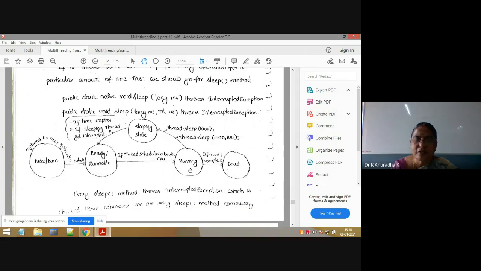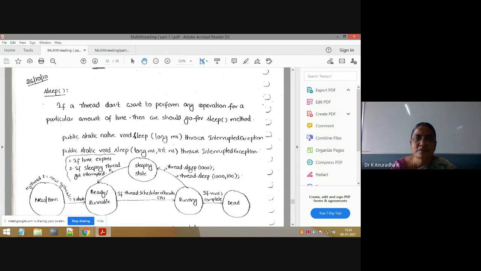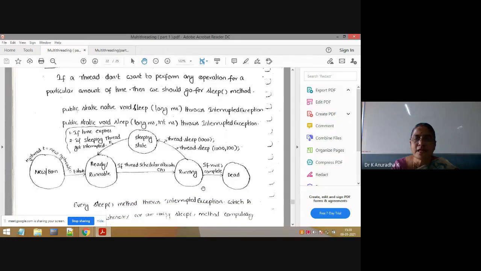Now I will explain what the purpose of the sleep method is. See here, if a thread doesn't want to perform any operation for a particular amount of time, then we should go for the sleep method. Like rest, it will take rest. So sleep is nothing but taking rest. So here, how to apply?